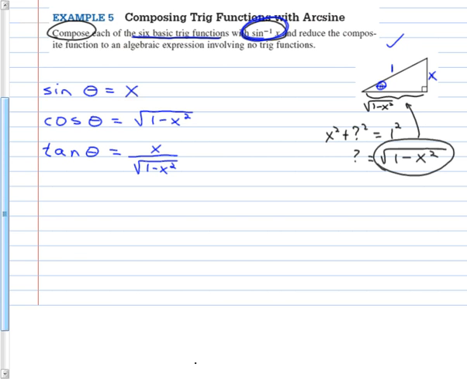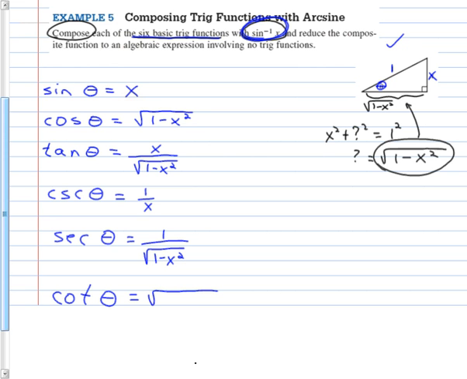So then I've done these three. What's my next one? You've got secant or cosecant. Okay, I'm going to do cosecant next. What would be the cosecant of this angle? 1 over x. What would be the secant of this angle? 1 over the square root of 1 minus x squared. And the last thing, the cotangent of that angle. What is it? The square root of 1 minus x squared over x.